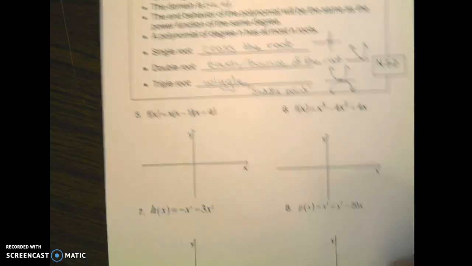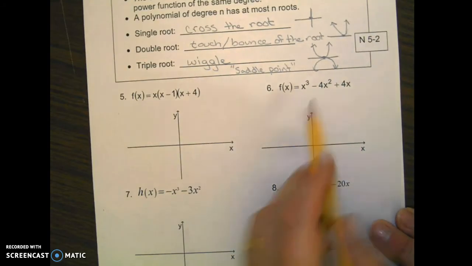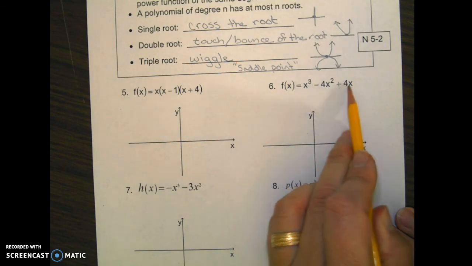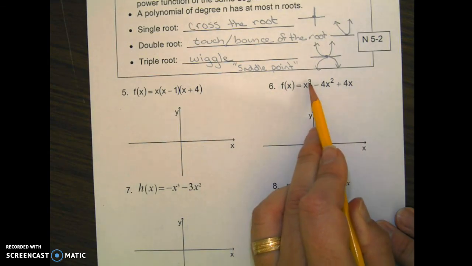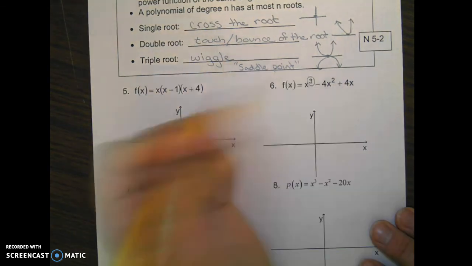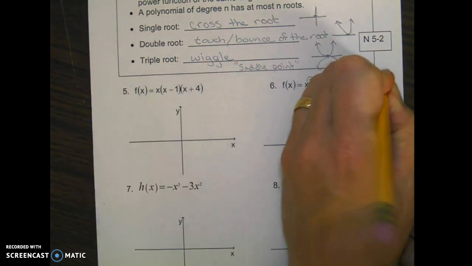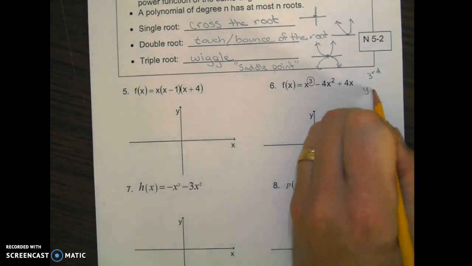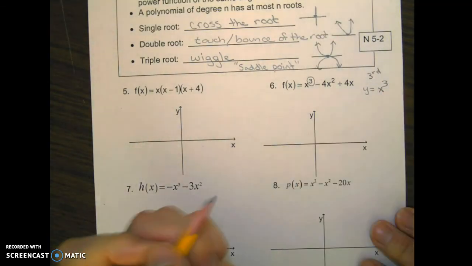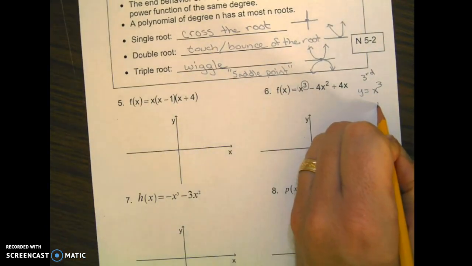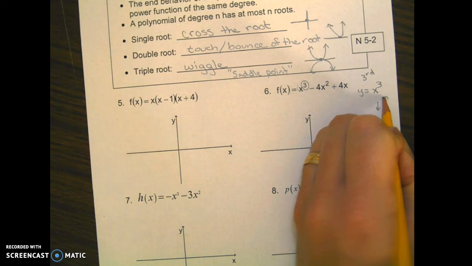Look at number 6. Well, we can easily say we're in standard form here, or sometimes known as general form for a polynomial. It's in descending order. We can see the degree. Remember, since we know it's a third degree, we look to the parent to find out what the end behavior is. It's a positive leading coefficient, so it's going to go down on the left, up on the right.